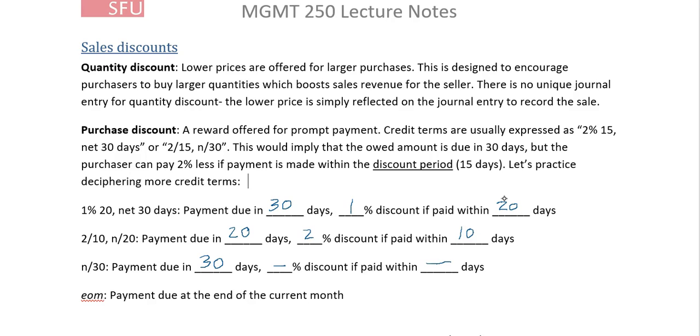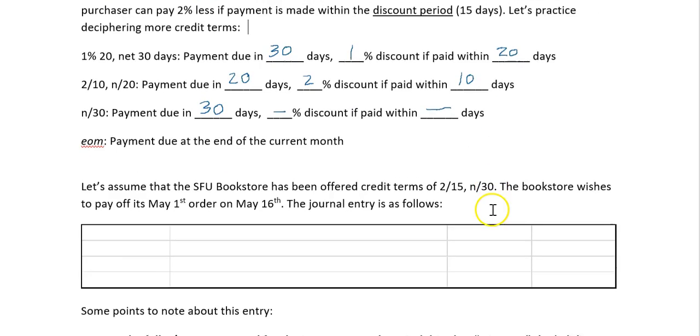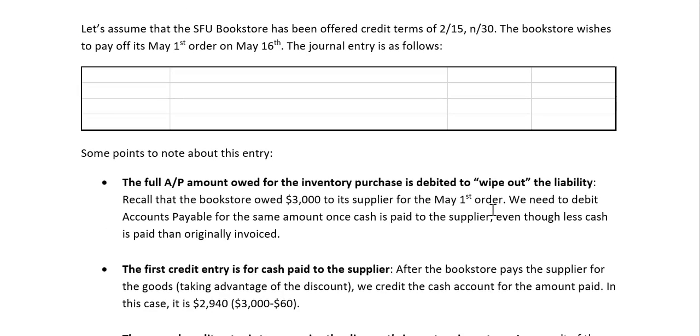And finally, EOM, which stands for end of month. Payment is due at the end of the current month. Let's dive into an example here. Let's assume that the SFU bookstore has been offered credit terms of 2/15, n/30. The bookstore wishes to pay off its May 1st order on May 16th. The journal entry is as follows.